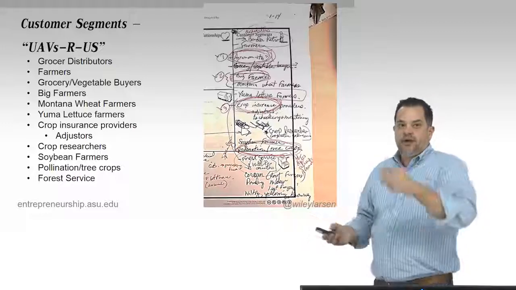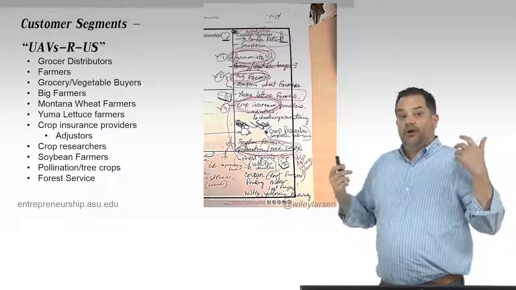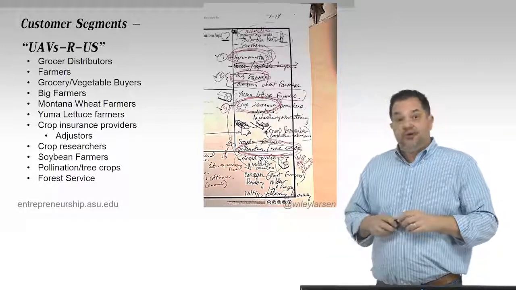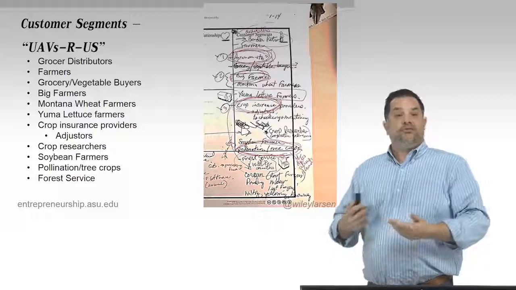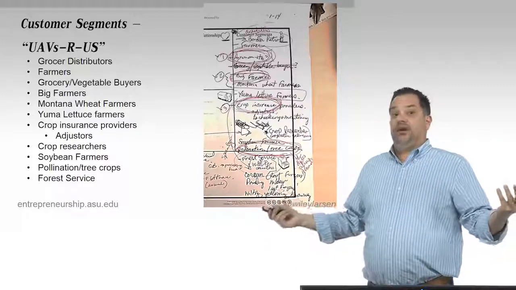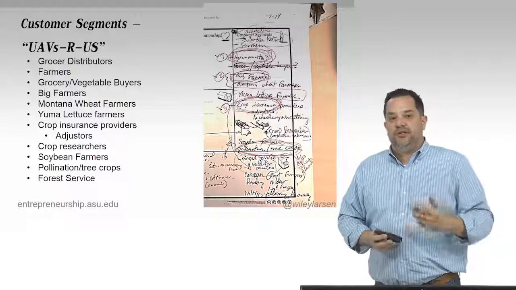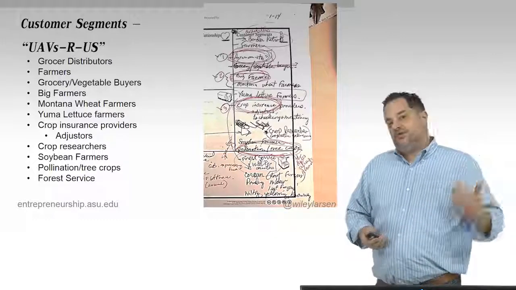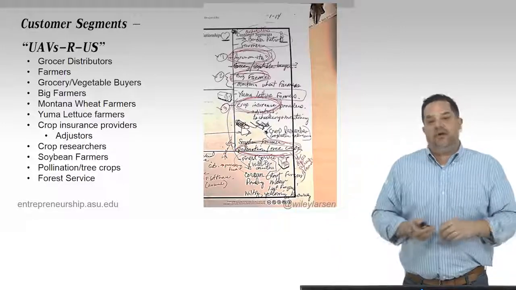So for this particular startup, our customer segments were grocery distributors, farmers, grocery and vegetable buyers, big farmers. We took big farmers all the way down to Montana wheat farmers, Yuma lettuce farmers, crop insurance providers and adjusters, crop researchers, soybean farmers, pollination of tree crop farmers, and the Forest Service.